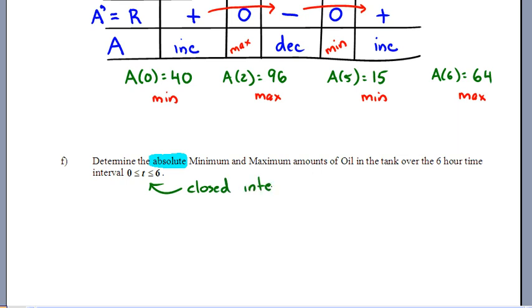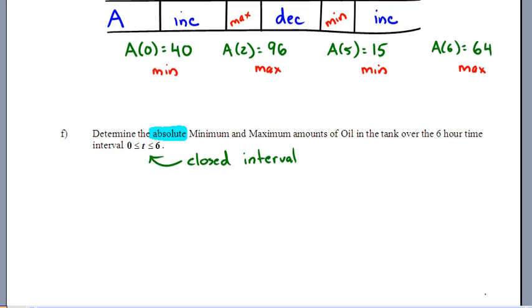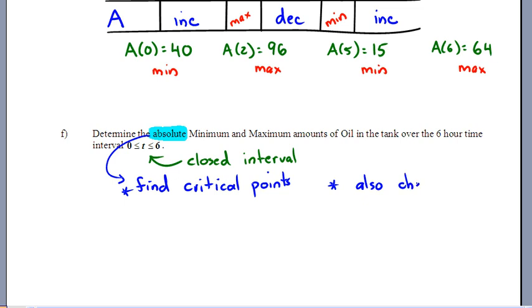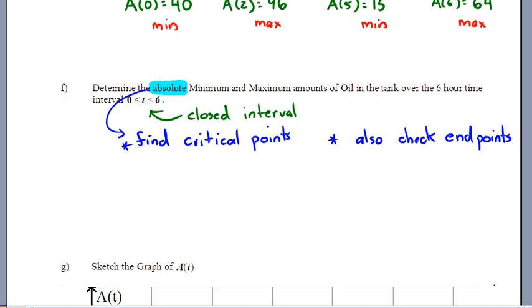It's the extreme value theorem that says if you've got a closed interval, there will be an absolute max and an absolute min. Our usual plan for doing these absolute problems, and again, we've done the work already up there in part E, is to find critical points and also check endpoints. Well, we've done that. We have gone and checked all the interesting numbers.